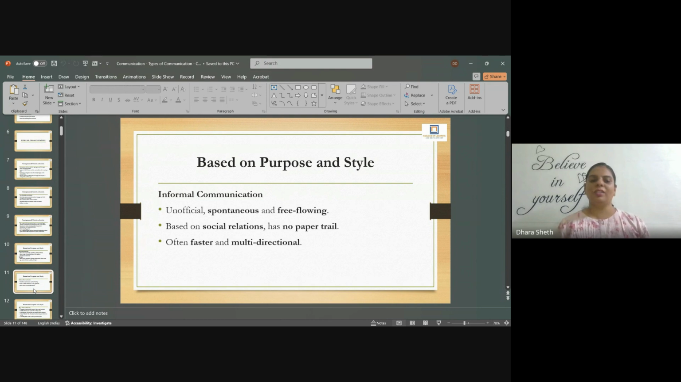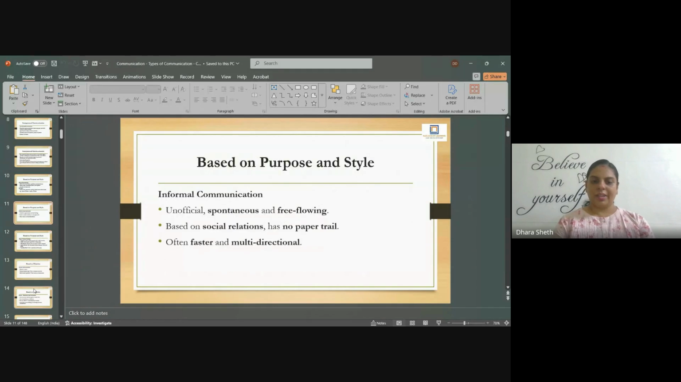Informal: unofficial, spontaneous, free-flowing. It just happens. Here, what we are doing is formal communication. I'm having a PPT, I'm explaining things to you point by point. It's a mix a little bit because I do give informal examples in between. However, this is not exactly spontaneous, free-flowing. We have slides to guide the direction of our conversation. Informal communication is based on social relations and has no paper trail. Here we do have PPTs and a recording going on. It is often faster and multi-directional.